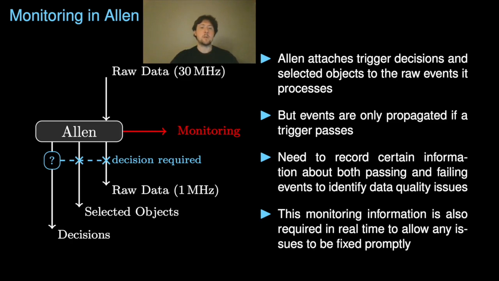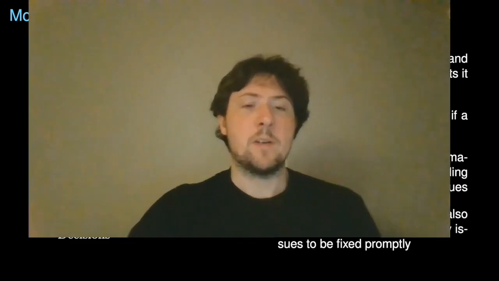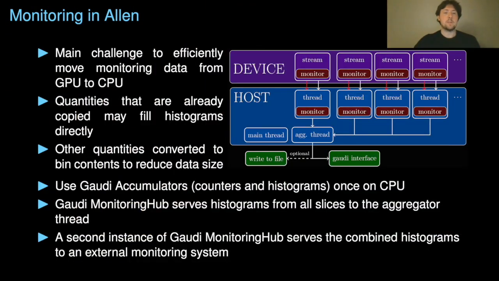So for real-time monitoring of all events, we need a third output, and this is the monitoring system which we've developed. Within Allen, most of the data processing happens on the GPU device in a number of parallel streams, and each of these is processing batches of 1,000 events in parallel. Each of these is controlled by a separate thread running on the CPU host, with data being copied back and forth between the dedicated memory of each pair.